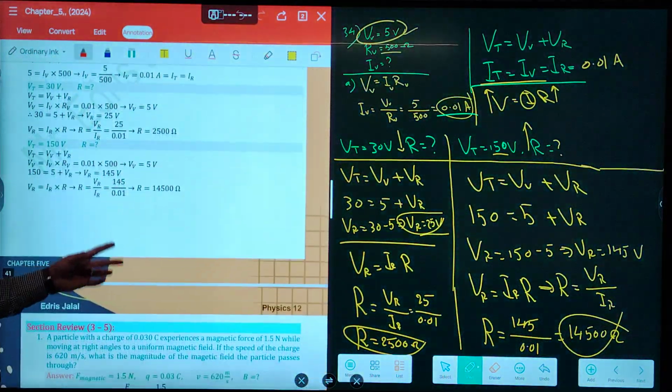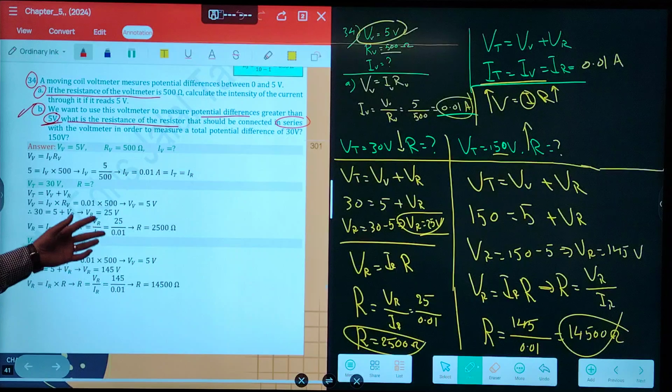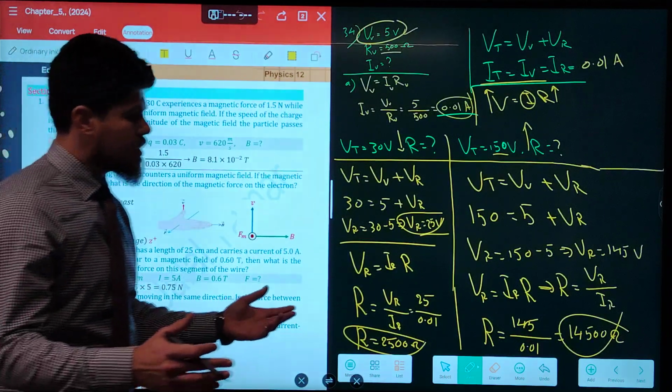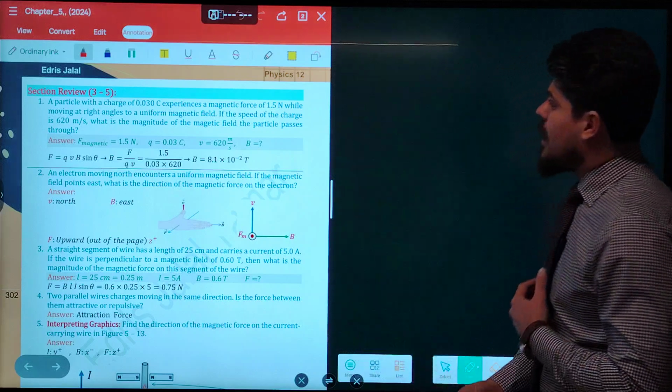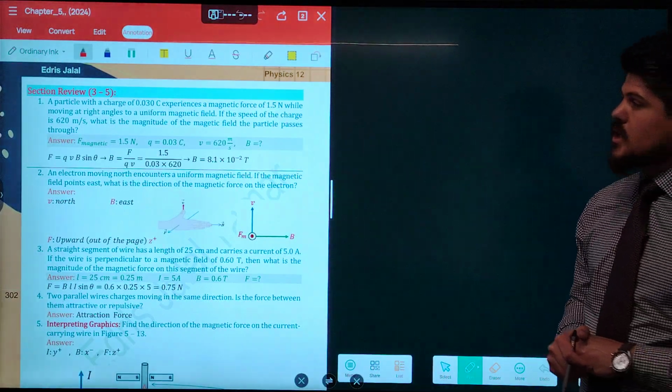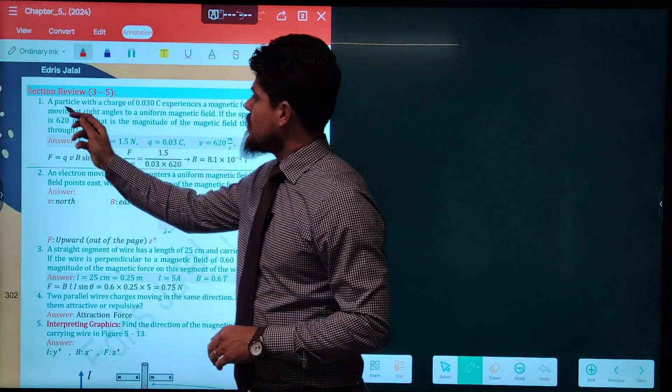Okay. So we have done these two questions about the galvanometer. We finished this section. Thanks to God. And now we are going to solve the questions of the section review in section 3, chapter 5. Question 1, a particle.